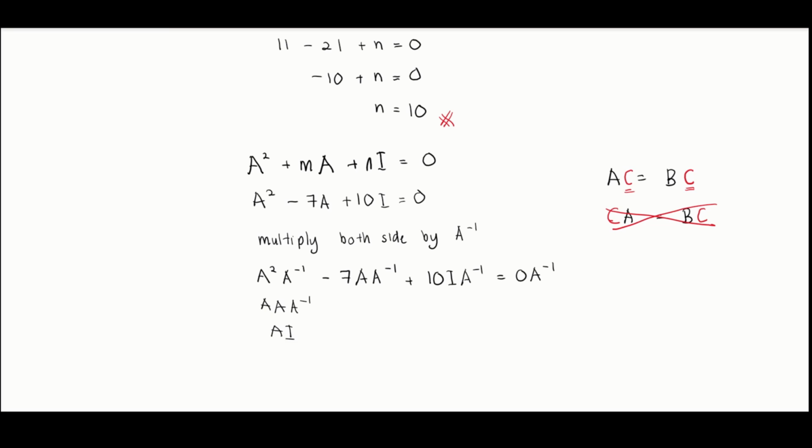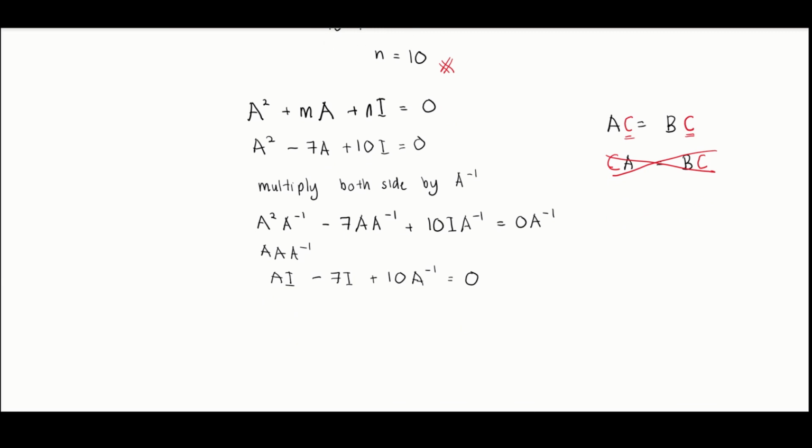So A times A inverse, also we get I, we get 7I, and I times I, I is just like 1. So if you multiply with any matrix, it becomes the matrix itself again, right? And 0 times a matrix is also 0. So we have this equation, and then we can simplify. AI is just A, minus 7I plus 10A inverse equals to 0.